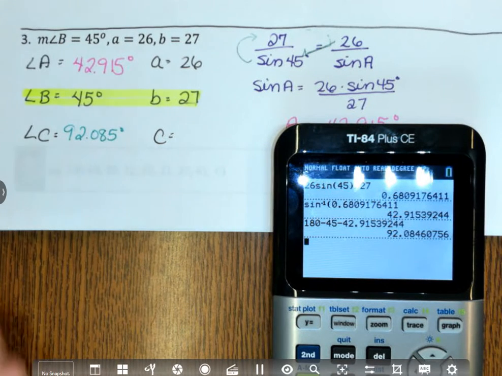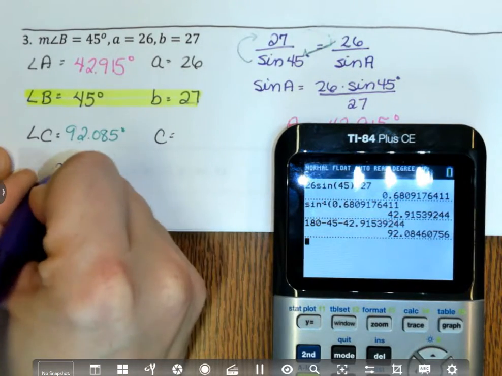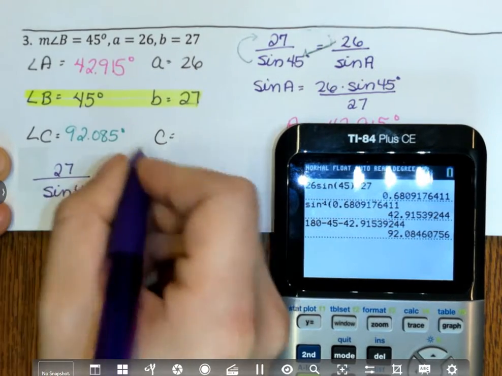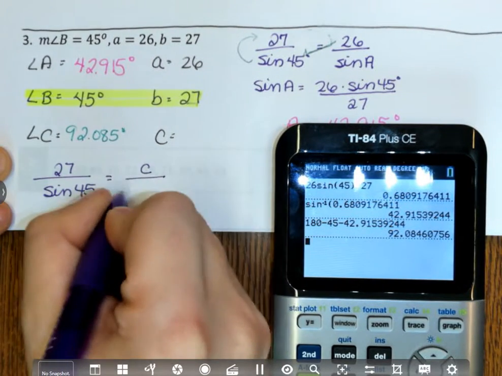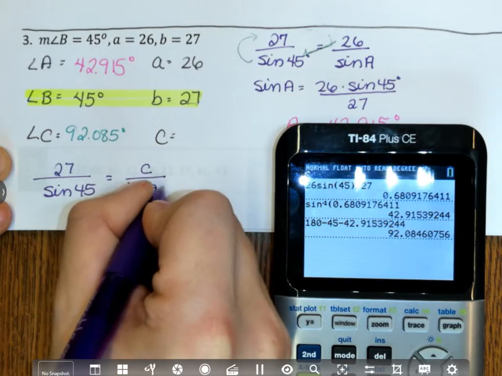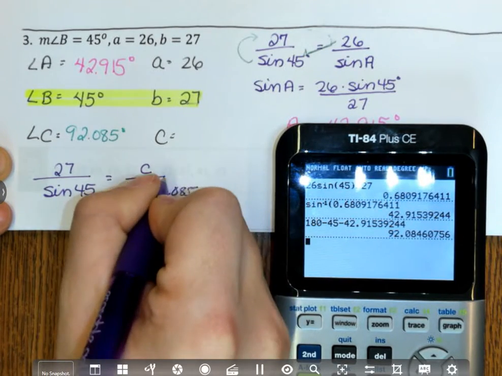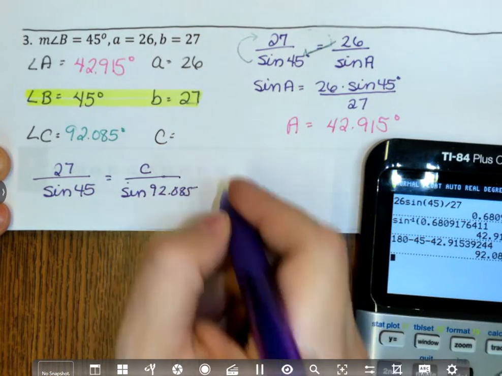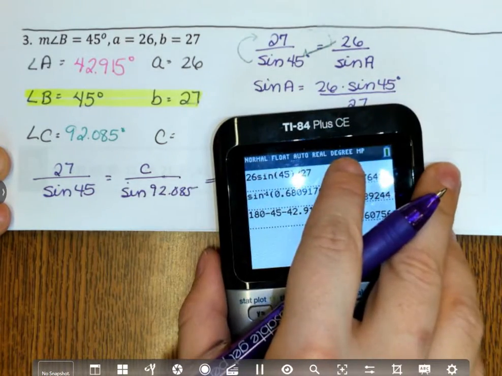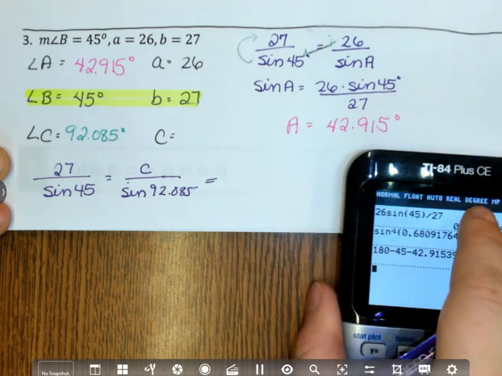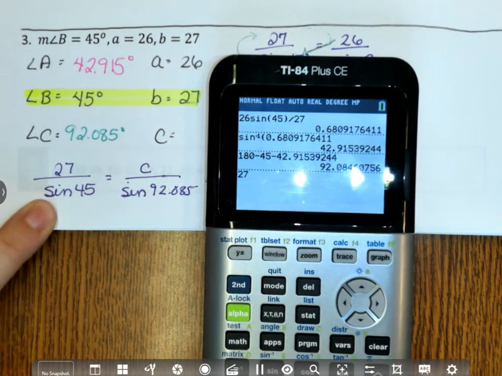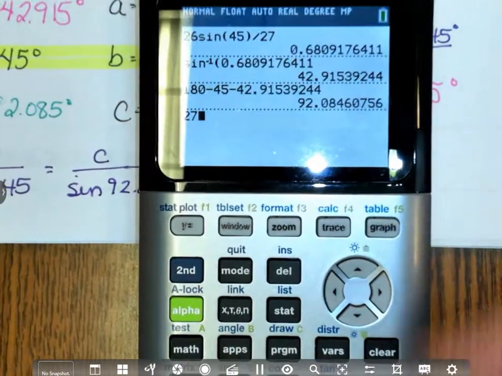Very important. So then when I set this up, again, using my 27 over the sine of 45 equals C over the sine of that stuff. Check your degrees. Are you in degree mode or radian? Okay, give me a second and I will look at it. And then in order to solve this, I'm going to do 27. Everybody take a quick look up at my calculator here. Make sure that you're doing this right.